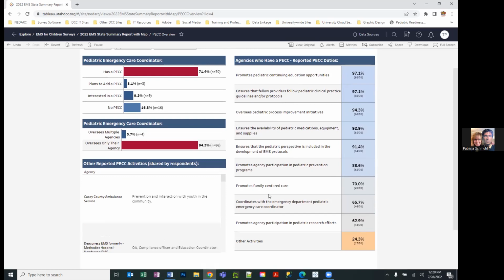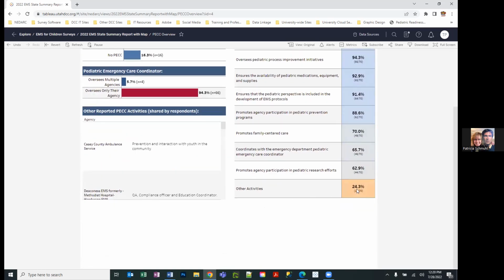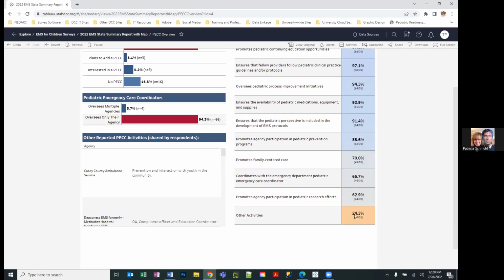Now this other activities here, you may say this is really low, and not all agencies do other activities in their Peck. So this is okay. This isn't necessarily a bad thing. But if you come over to this chart here, you can see what those activities are.